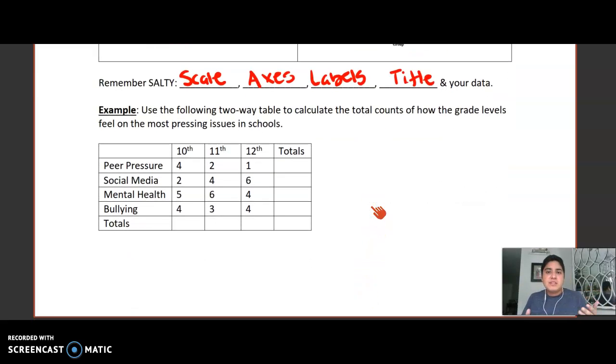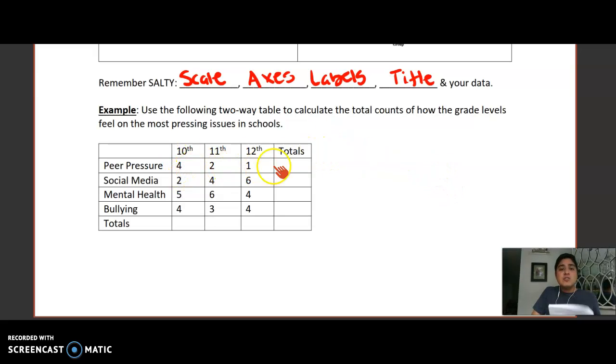So we're going to use this 2-way table to calculate the total counts of how the grade levels feel on the most pressing issues in schools. So this 2-way table, notice it's not 2 by 2. A 2-way table just refers to 2 categorical variables. So here, the classification of the student and then the issue that they identified. So those are my two variables in my 2-way table. But we can see there's 4 social issues and 3 classifications here.